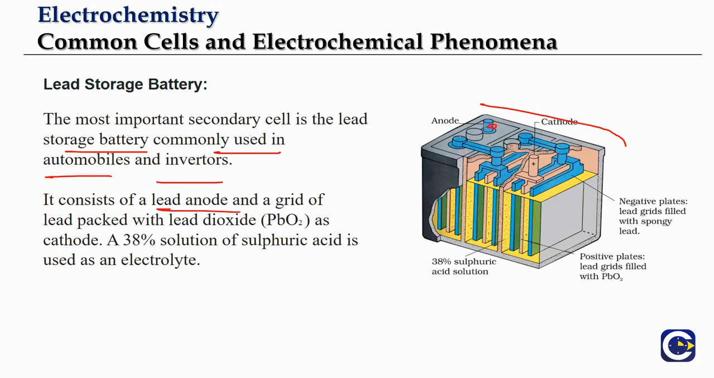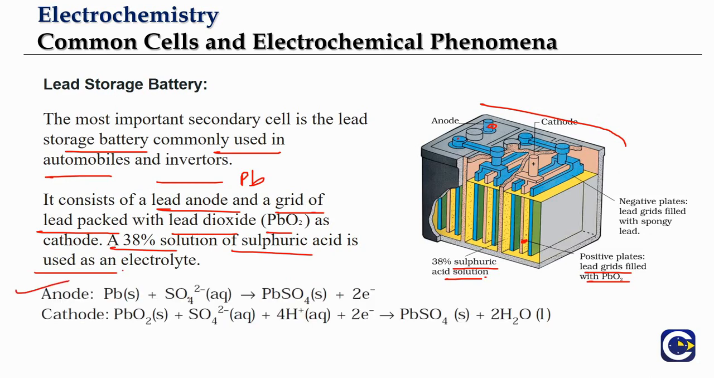The lead storage battery will consist of a lead anode. So the anodes are made up of what? Lead, and a grid of lead packed with lead oxide. These grids are basically the cathode. So what is the anode? Lead is the anode. What is the cathode? A grid of lead packed with lead oxide is the cathode, and the electrolyte is 38% sulfuric acid solution. So these numbers are important. The electrolyte in the lead storage battery is 38% sulfuric acid solution.